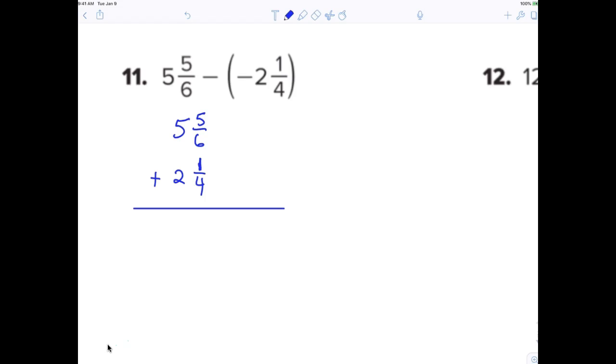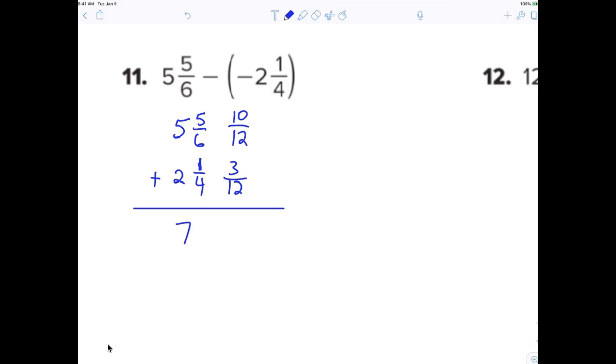Are these relatively prime? No. So the common denominator is? 12. You're awesome. So the top fraction becomes? 10. Thank you. And then the other one is 3. All right, so now when I add them together, what do I get?